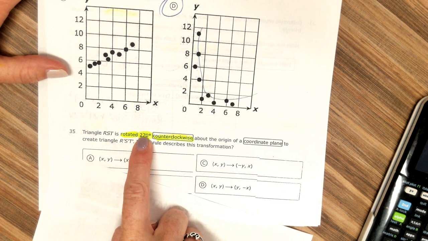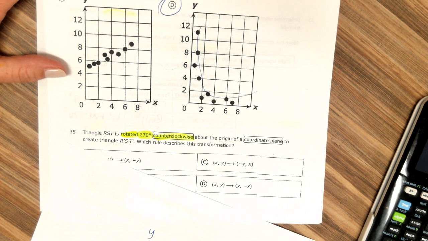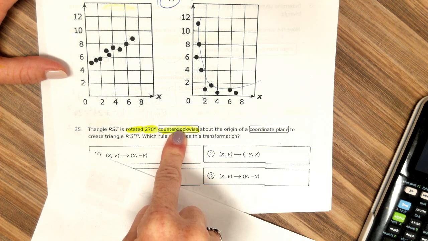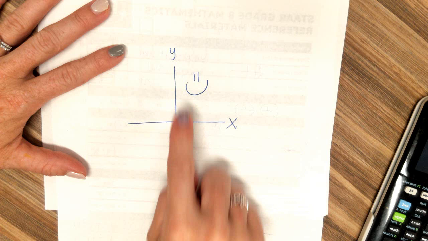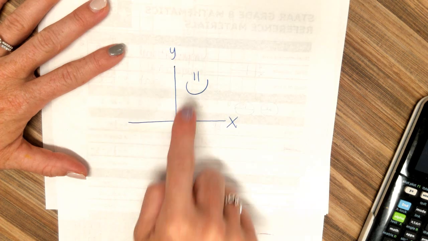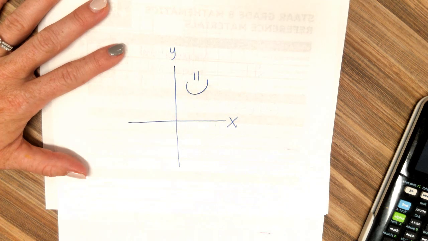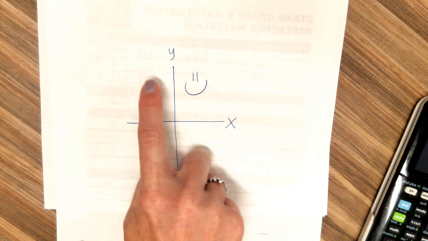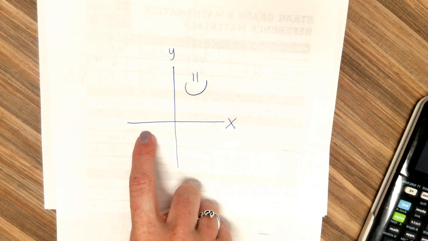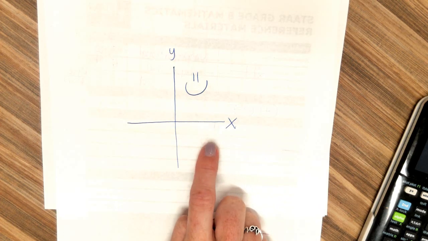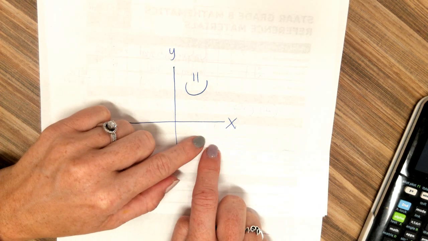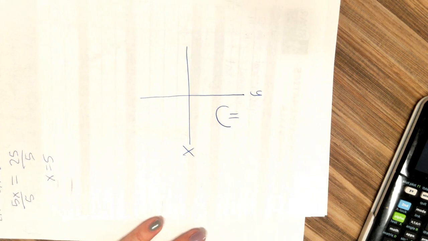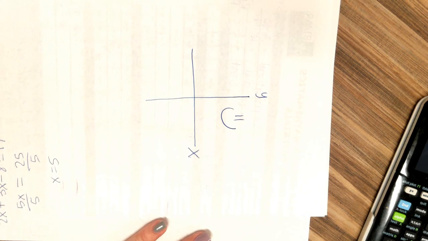How many spots is 270? 3. Like a clock or backwards from a clock? Counterclockwise means backwards. So a clock moves like this. Backwards would be this way. Does everybody agree? So I'm going to start here. I'm going to go 3 spots backwards. 1, 2, 3. So I'm going to turn my paper till my happy face is in the bottom right. Everybody saw it? What happened?